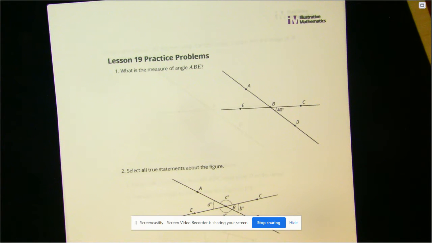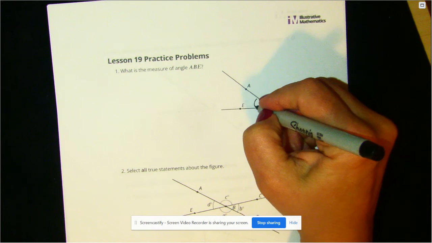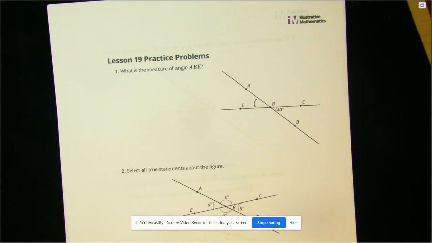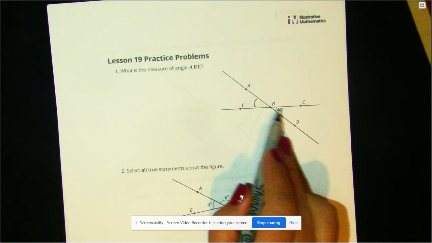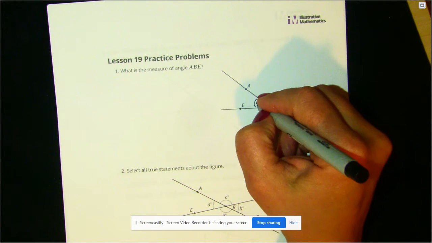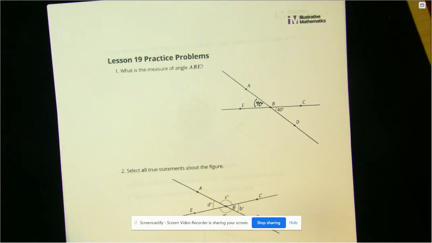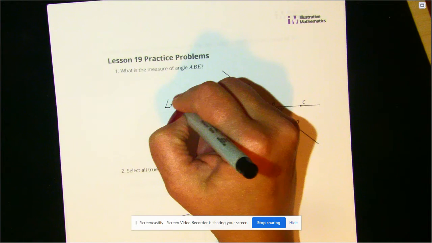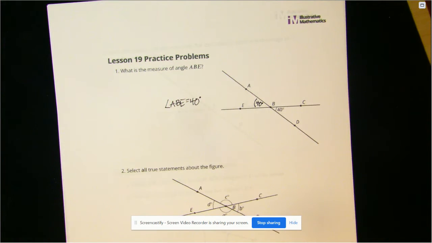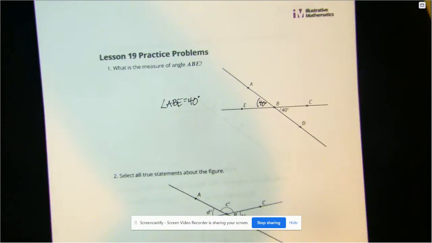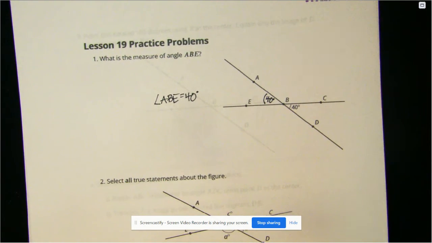Number 1, what is the measure of angle ABE? That's this angle right here. And we found out in Lesson 19 that vertical angles are congruent. Vertical angles are formed when two lines intersect and they're the angles across from each other. This is 40 degrees. So ABE is 40 degrees.